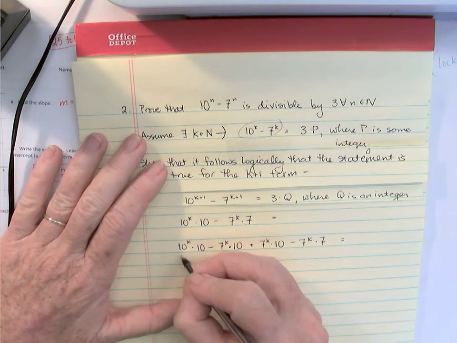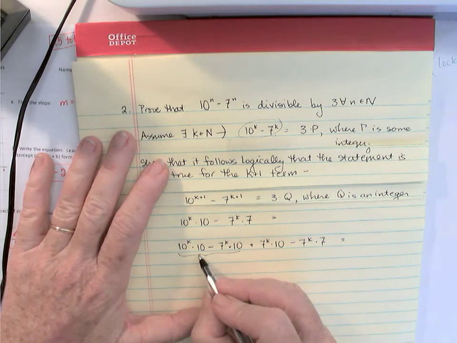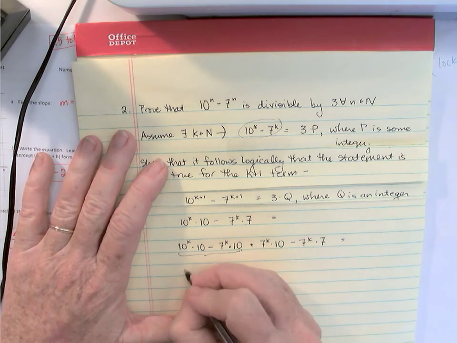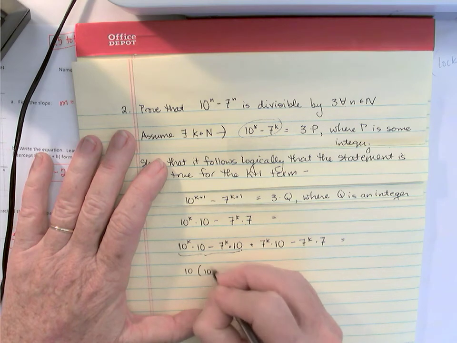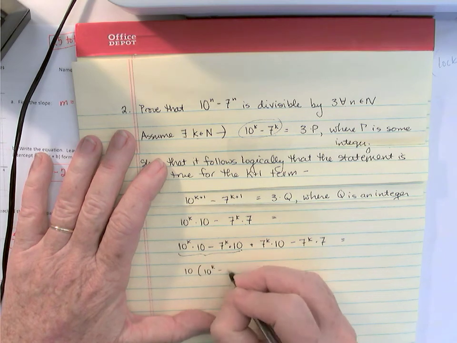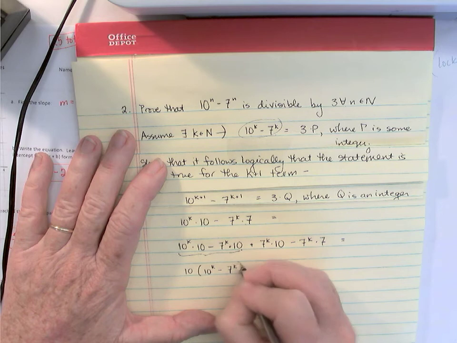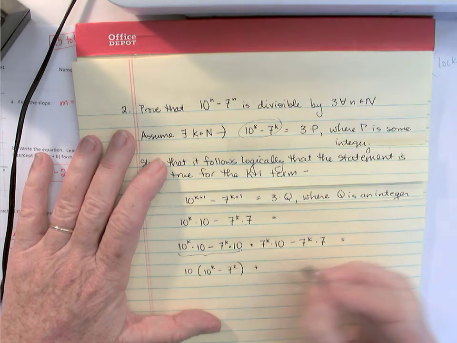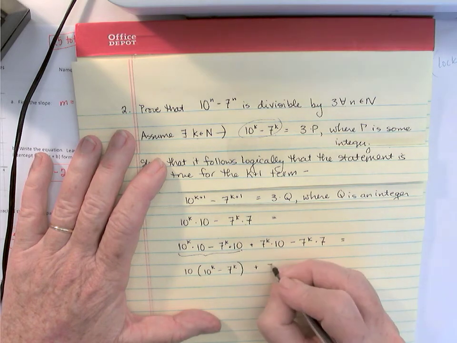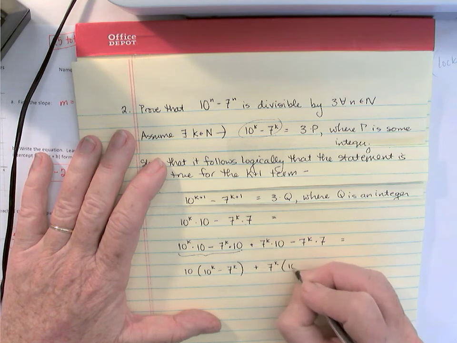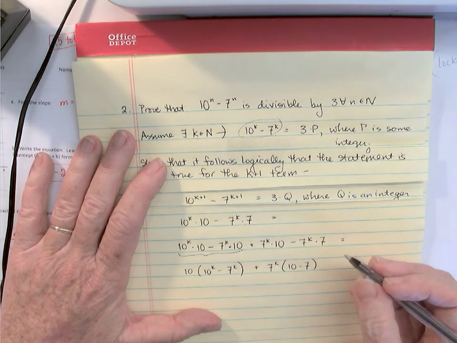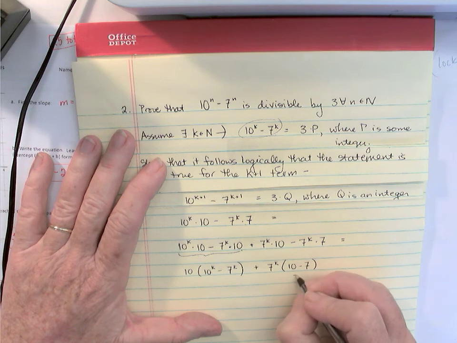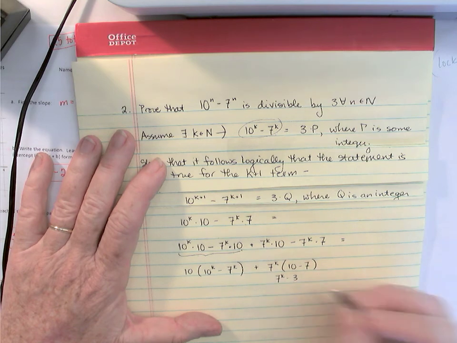And that allows me to be a little bit creative because then I can group these two terms together and I can factor out that 10, which leaves me with the 7 to the k, 10 to the k minus 7 to the k that I was after. And then for my next terms, I can factor out a 7 to the k, which leaves me with 10 minus 7, which, lo and behold, is 3. So I have 7 to the k times 3.